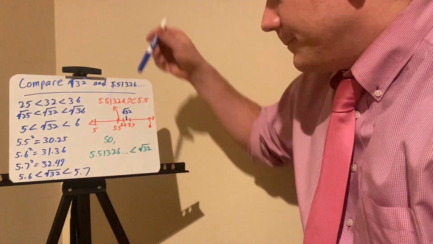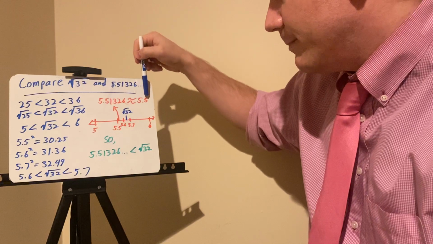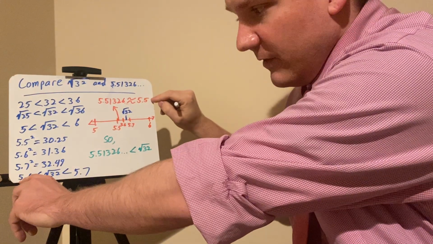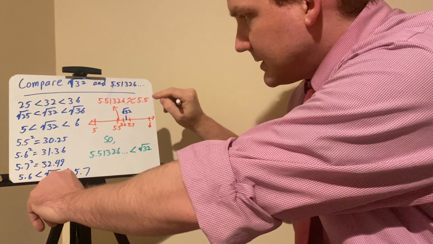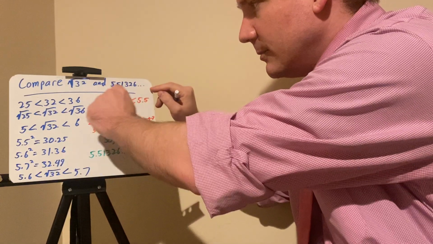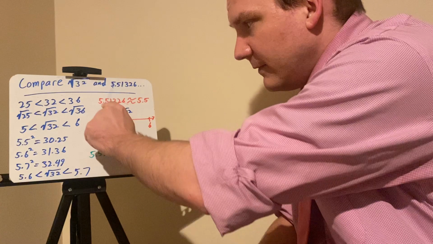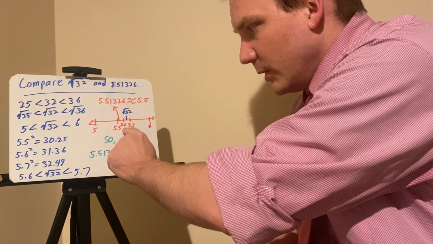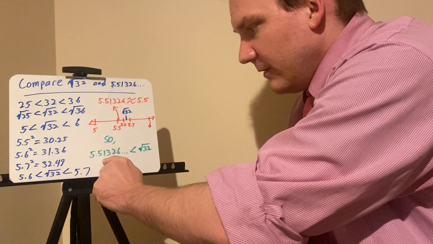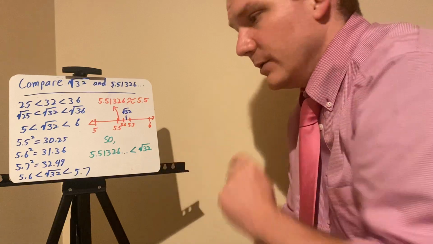So I've established that. And then 5.51326, for the purpose of this, I would say it's about 5.5. So I can say, okay, 5.5 is less than 5.6, which means that this irrational number, 5.51, is going to be less than the square root of 32. If I put it on a number line, here's 5.5, here's this number, there's 5.6, there's the square root of 32, there's 5.7. So 5.51326 dot dot dot is less than the square root of 32.